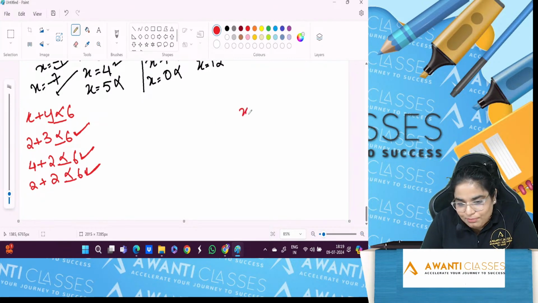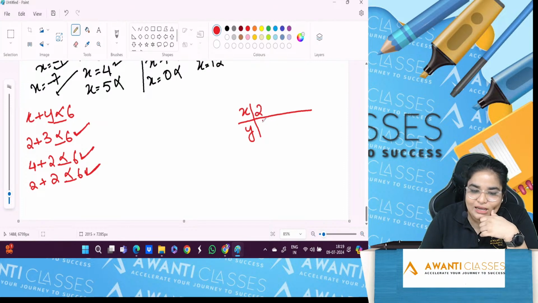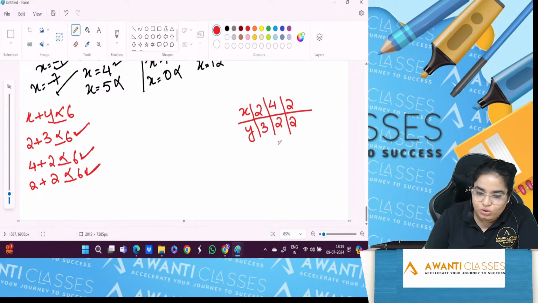So now the simple way is to make a little table. In the first scenario, I took x as 2, y as 3. Second scenario, I took x as 4, y as 2. Third scenario, I took x as 2, y as 2. All of these things are working. Let us plot them. So the first thing is 2, 3.